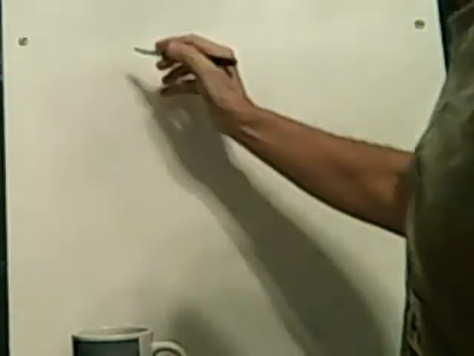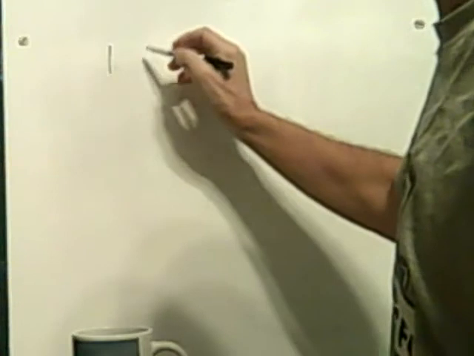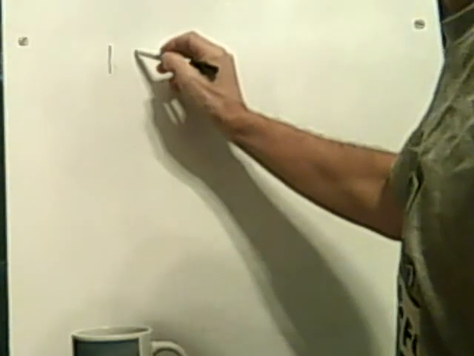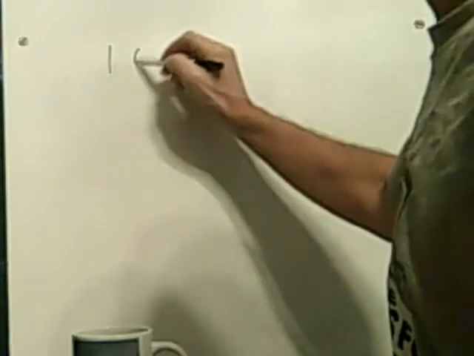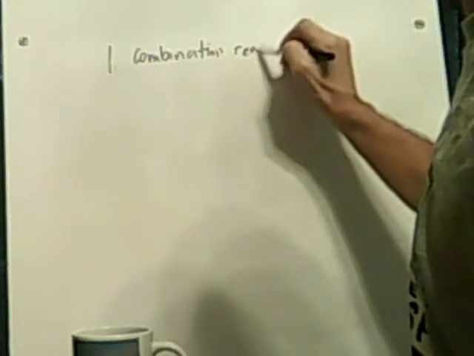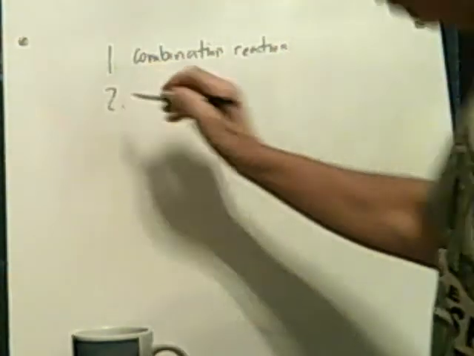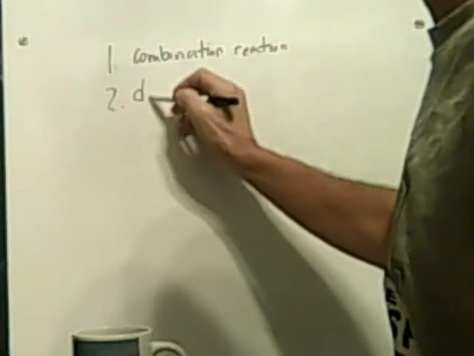The chapter has identified 4 or 5 types of chemical equations. One is the so-called combination reaction. This is just when two compounds come together to form some other compound. Then there's something called a decomposition. This would be like the opposite, something comes apart, decomposition.